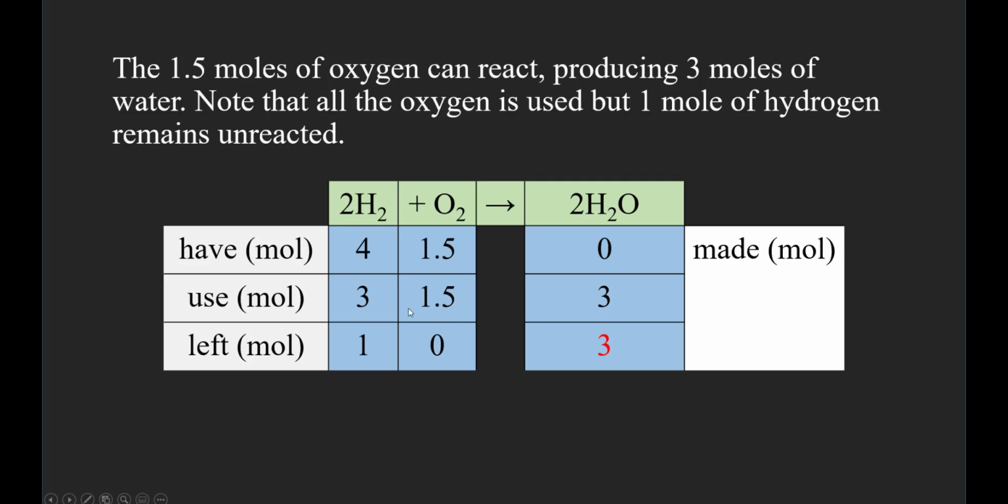We can react all 1.5 moles of oxygen. Again, let's follow the 2-to-1 ratio. Double 1.5, that's 3. And the 1-to-1 ratio between hydrogen and oxygen tells us that we can make 3 waters.